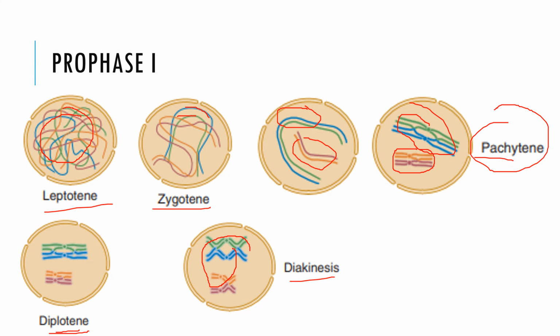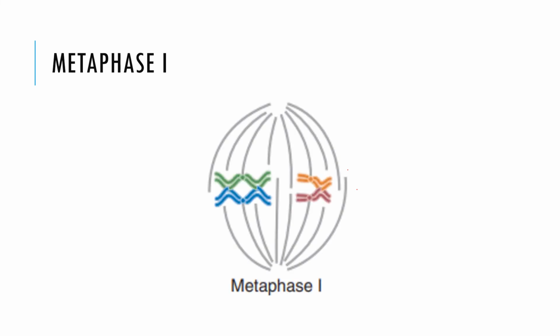Near the end of diakinesis, the formation of a spindle is initiated as the nuclear envelope breaks down. Next to prophase 1 is metaphase 1. The bivalents become positioned with the centromeres of the two homologous chromosomes on opposite sides of the metaphase plate.